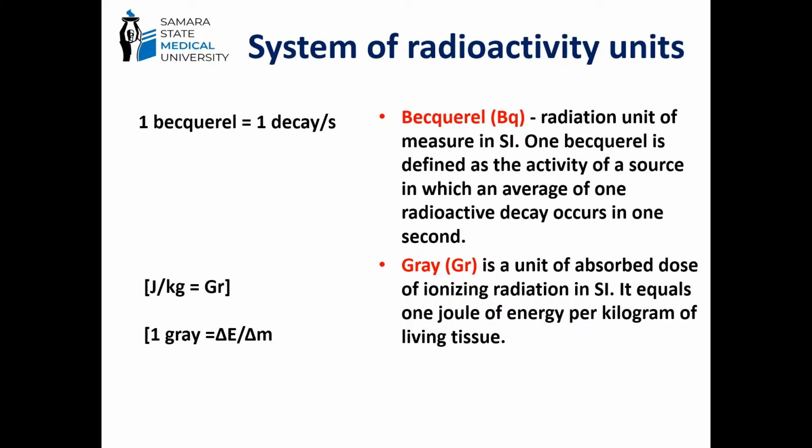Other modern radioactivity units are becquerel, a radiation unit of measure in the SI measurement system. 1 becquerel is defined as the activity of a source in which an average of 1 radioactive decay occurs in 1 second. The next one, gray. Gray is a unit of absorbed dose of ionizing radiation in the SI system. It equals 1 joule of energy per kilogram of living tissue.